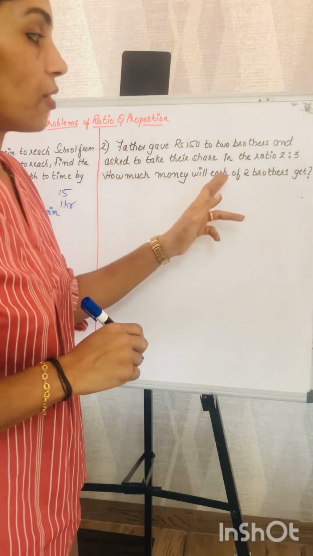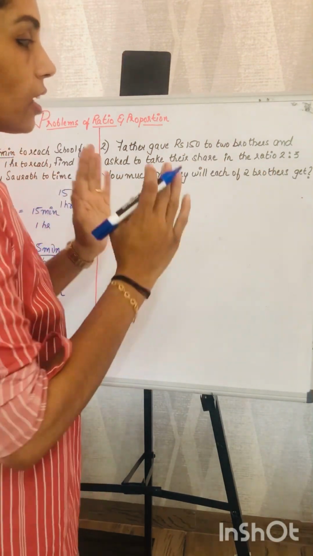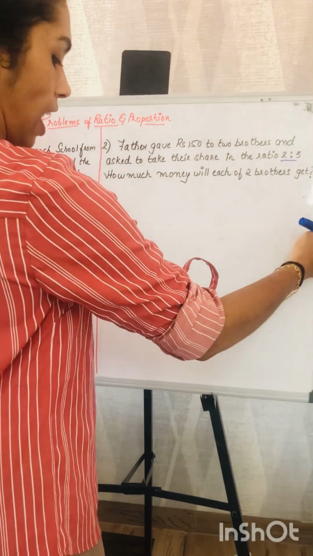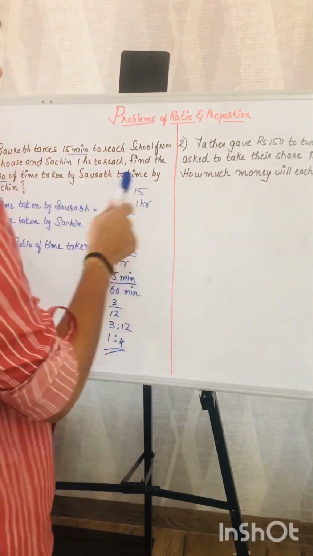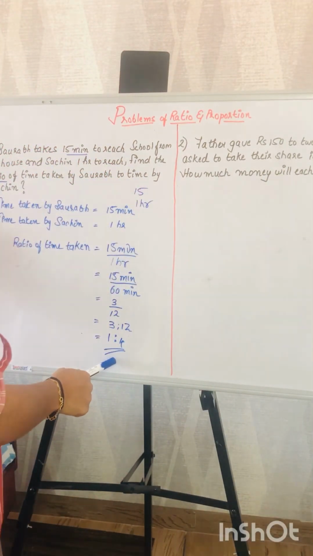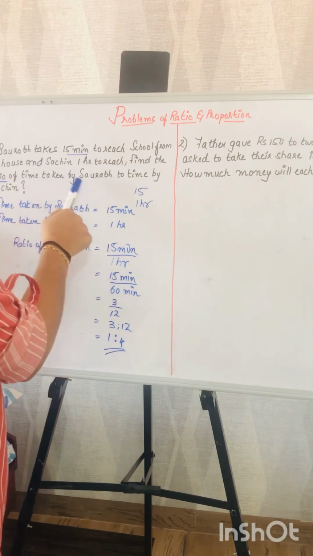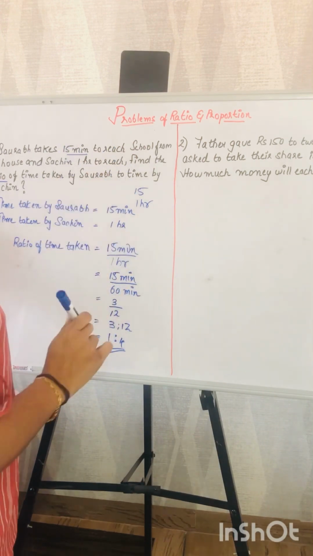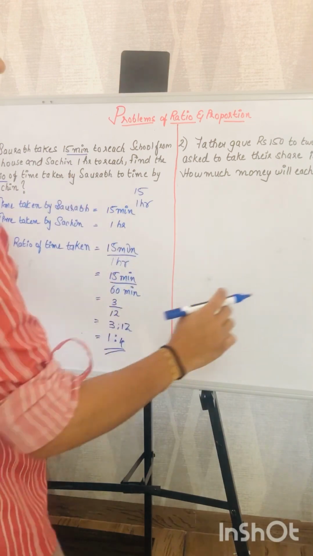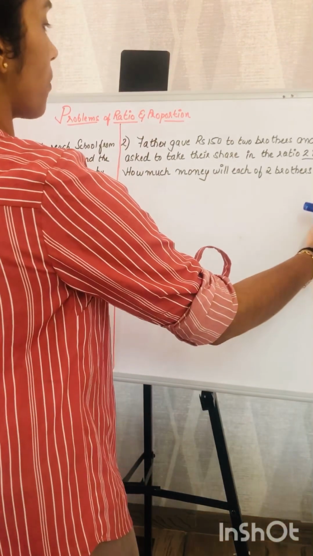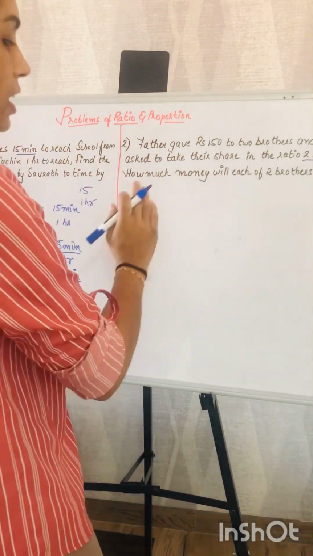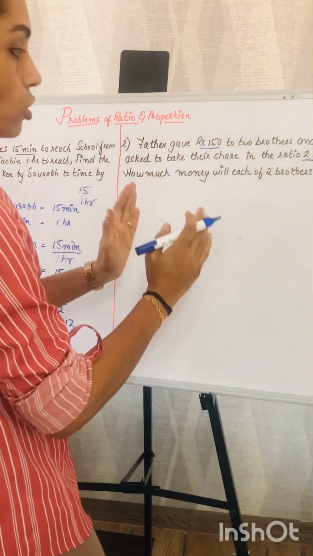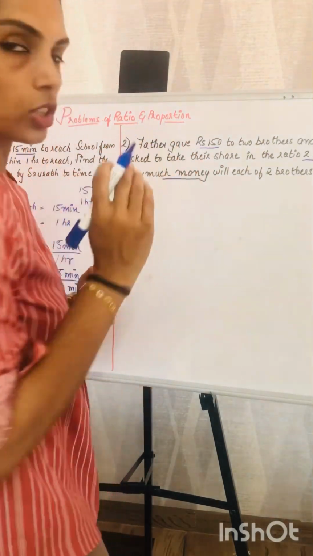The second problem: Father gave ₹150 to two brothers and asked them to take their share in the ratio 2:3. How much money will each of the two brothers get? In this problem, you have got the ratio here, right? But in our last problem, you didn't get the ratio. We found the ratio out. Here only the time was given, and we had to find the ratio of the time. But the difference in this problem is that the ratio is given and the total rupees is given. We have to find particularly how much money.